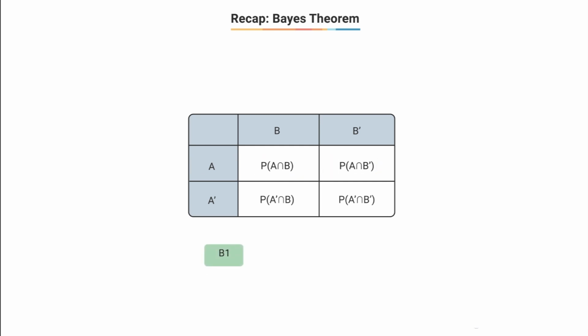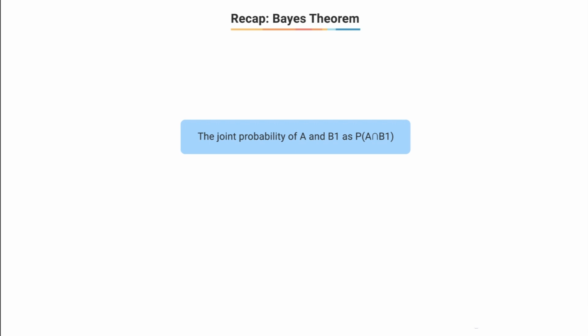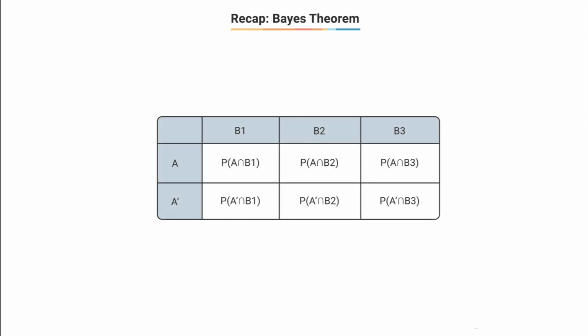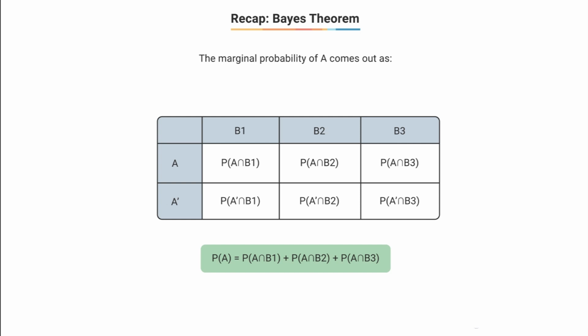But now we have B1, B2 and B3. Again, we need to simply rewrite this table. In this scenario, we have the joint probability of A and B1 as probability of A intersection B1, the joint probability of A and B2 as probability of A intersection B2, and so on. Hence, the marginal probability of A comes out as probability of A equal to probability of A intersection B1 plus probability of A intersection B2 plus probability of A intersection B3.